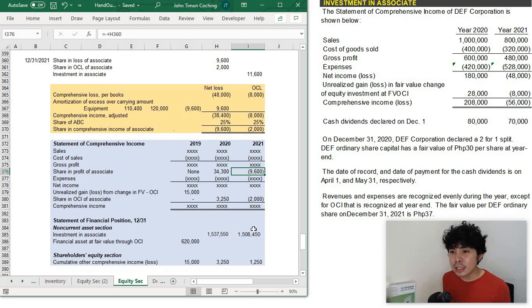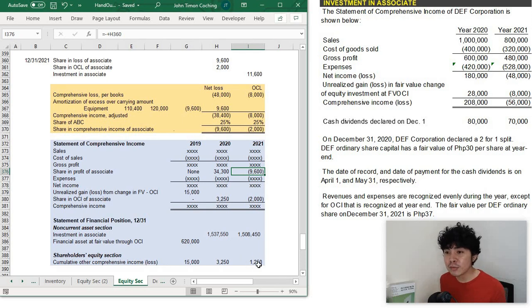Then, sa ating balance sheet, ang ating investment in associate is still presented in the non-current asset section. So, siya ngayon ay 1,488,450. Siyempre, na-compute yan as 1,517,500. Yan yung beginning balance natin in 2021. Tapos, minus natin yung dividend na binawas natin in 2021. Tapos, minus din syempre itong 11,600 pesos. Tapos, ang nasa shareholders equity section natin, cumulative other comprehensive income or loss is now 1,250 pesos.